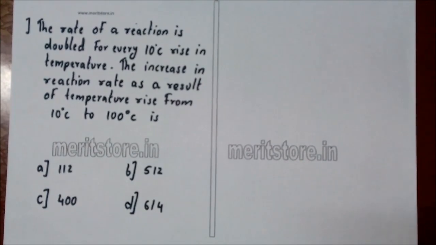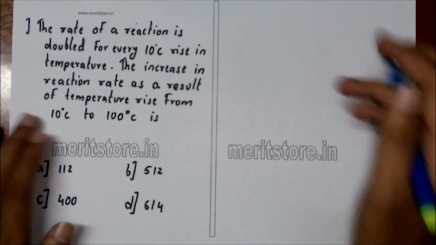So our next question is, the rate of reaction is double for every 10 degree rise in temperature. The rise in reaction rate as a result of temperature rise from 10 degree to 100 degree is A 112, B 512, C 400, D 614.